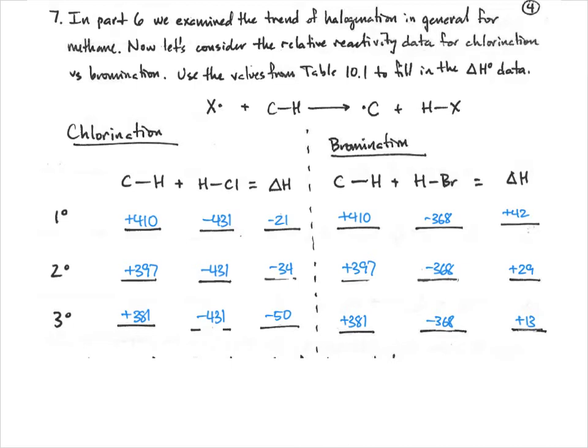Now maybe if we have a brave soul out in the audience today, can anyone in a sentence or two in the chat explain the difference in these values? Again, the constant amongst chlorination and bromination is this column here. We're looking at a primary hydrogen versus secondary versus tertiary. So for a primary hydrogen, when you use chlorine, this step evolves negative 21 kilojoules per mole. For bromine, it requires plus 42. So conceptually, what does that mean?